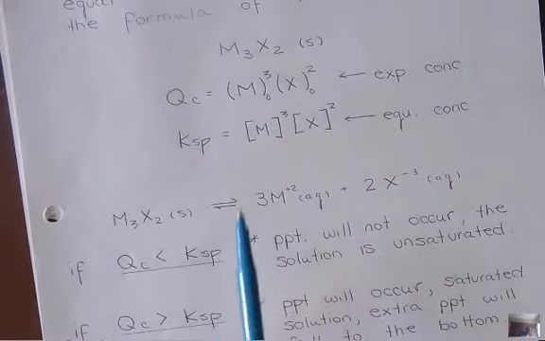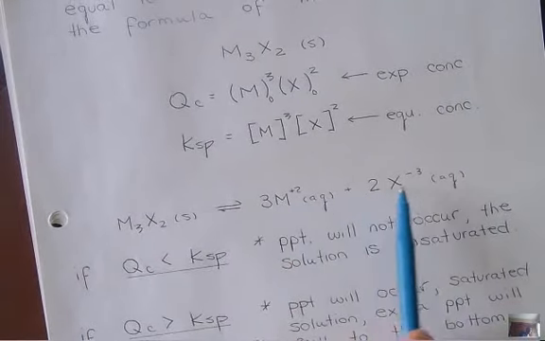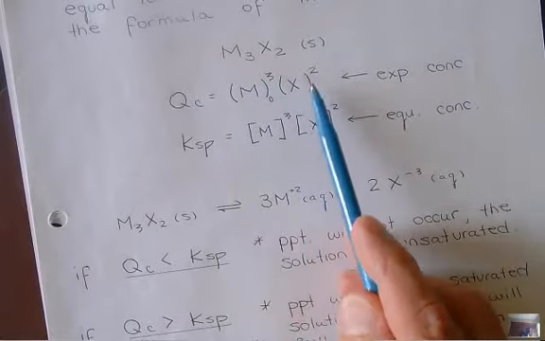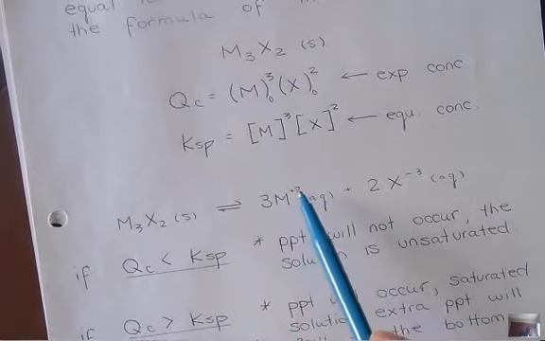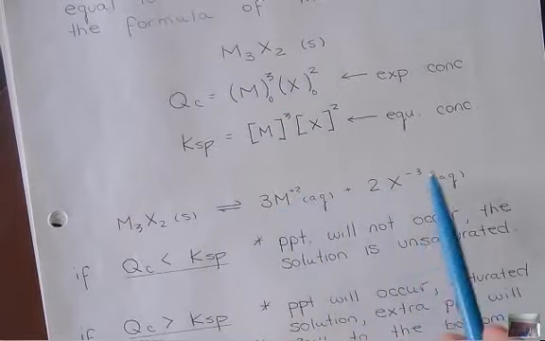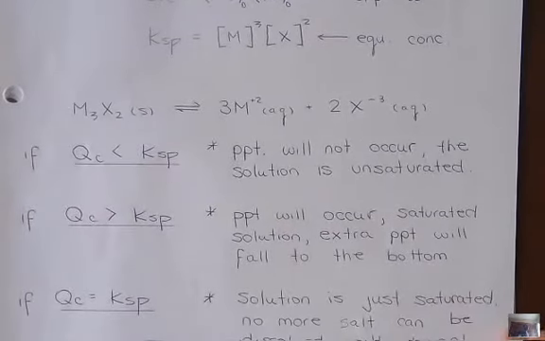So M3X2 solid breaks up into 3 M 2+ and 2 X 3-. They didn't necessarily have to be those charges, but that's usually what's going to happen, because how do we get positive 6 and a negative 6? Usually it's 3 times 2 and 2 times 3. Right? So let's just read through these notes and then we'll go from there.